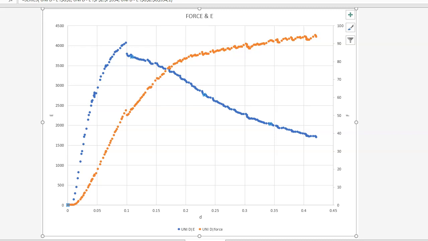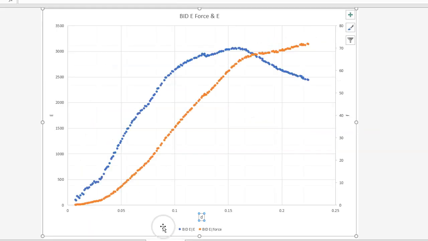What you should have done, and what I'll have students do next year, is identify the yield point and the ultimate yield strength. And by overlaying the force versus the modulus of elasticity, it's easier to identify where that yield point is. So here is the unidirectional. Then here is the bidirectional. Same thing, this side is modulus of elasticity.